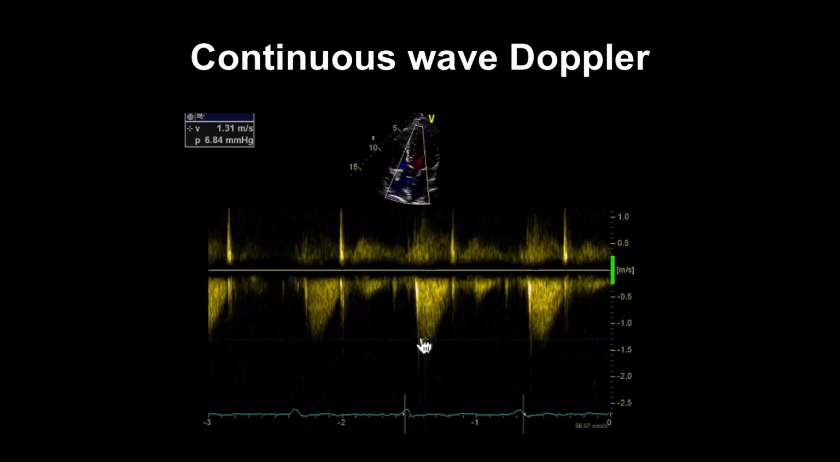So for example, these velocities I'm seeing here, they could be coming maybe from the apex of the ventricle or mid-cavity or at the aortic valve. You'll notice that the display is very similar to what we see in pulse wave Doppler, with velocities here on the y-axis and time on the x-axis. So you're probably thinking, well, in that case, I'll probably just use continuous wave Doppler all the time, because at least I know where I'm getting my signals from. But unfortunately, it's not so easy.